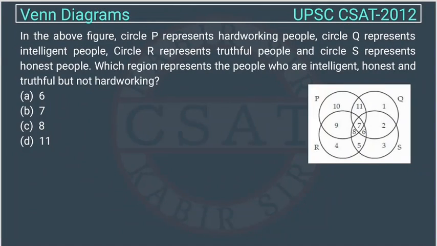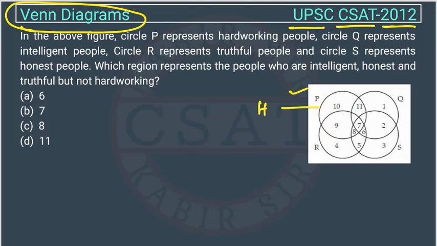So this is a question of reasoning taken from the Venn diagram unit asked by UPSC in CSAT paper of 2012. In the above figure, they have given this figure, P represents hardworking people. So this P is what? Write it like hardworking, right? So they have given P, but we will mention with it hardworking, right? Circle Q represents intelligent people. This Q is what? Intelligent people, right?